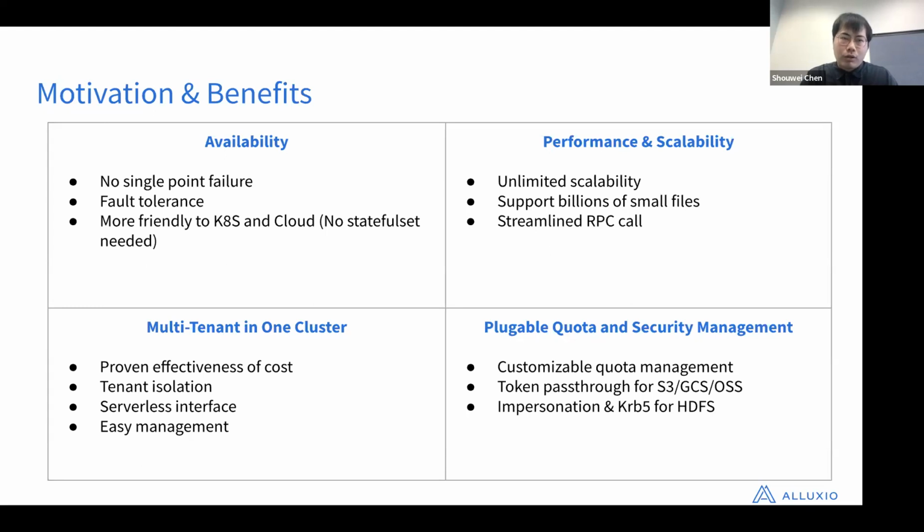But for the new Dora architecture, it can easily achieve 20K to 30K for each node. So if you have 10 nodes, it will be multiplied by 10. And if you have hundreds of nodes, it will be multiplied by 100.